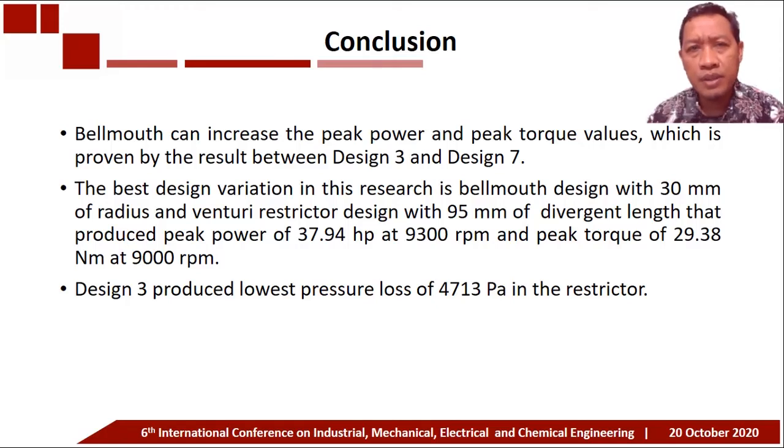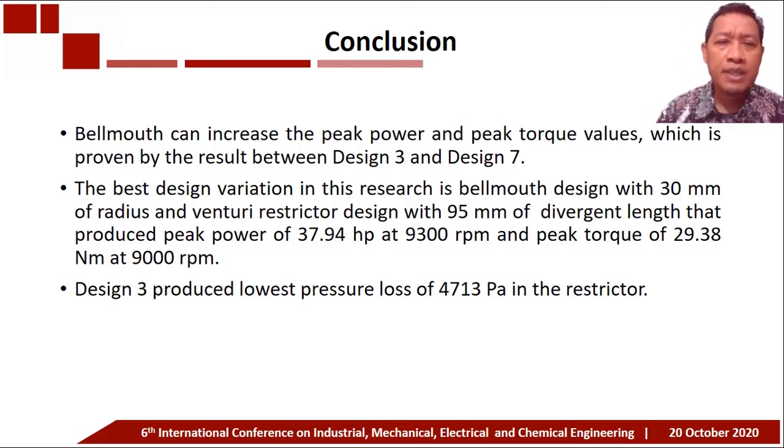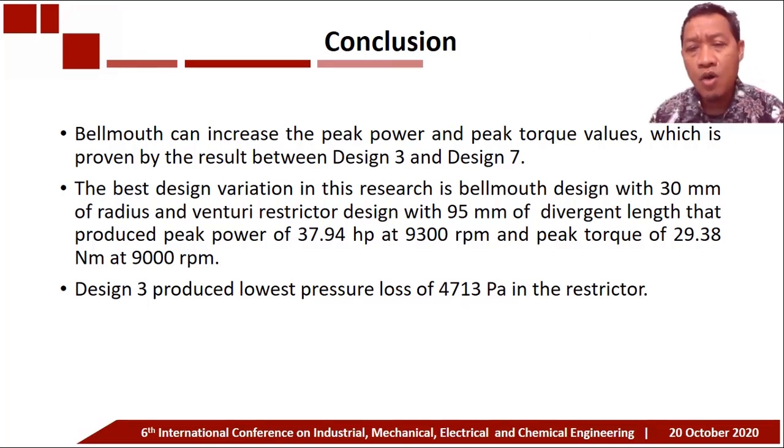So, based on the research result, we can draw the conclusion as follows. Number 1, bellmouth can increase the peak power and peak torque values, which is proven by the comparison between design number 3 and design number 7. Number 2, the best design variation in this research is the bellmouth design with 30 mm of radius and the venturi restrictor design with 95 mm of divergent length, that produces peak power of 39.4 HP at 9,300 RPM and peak torque of 29.38 Nm at 9,000 RPM. Design number 3 produced the lowest pressure loss of 4,713 Pascal in the restrictor.